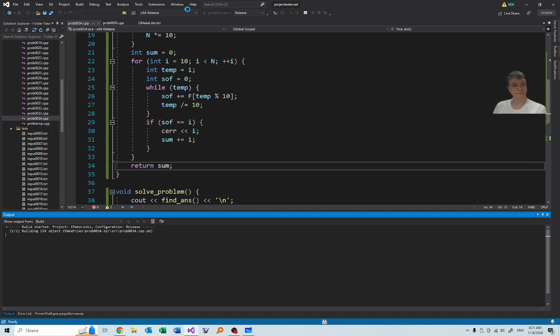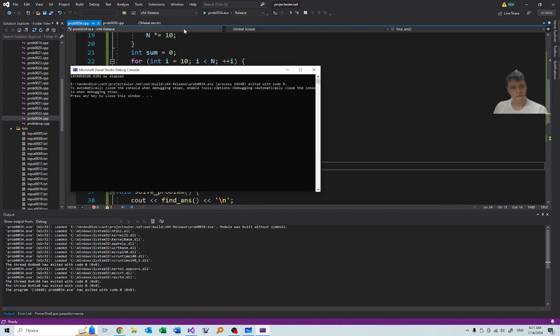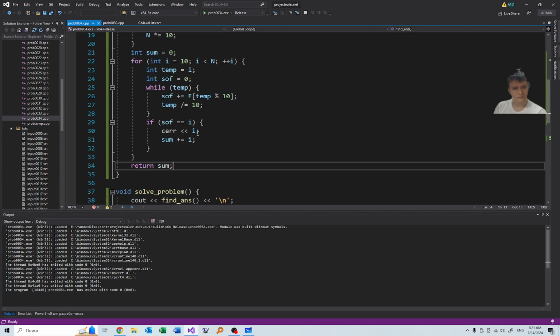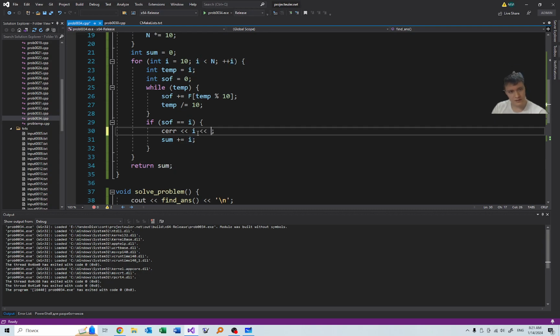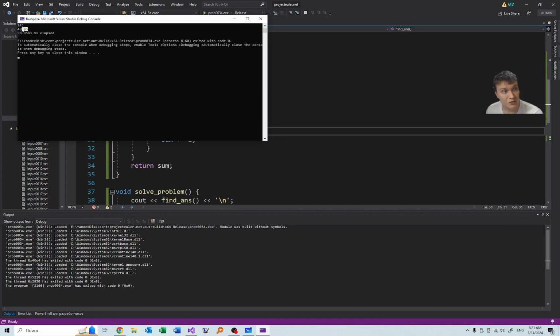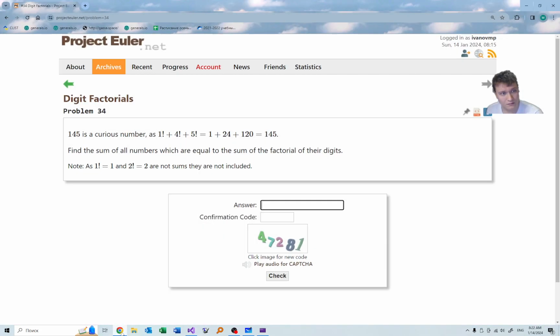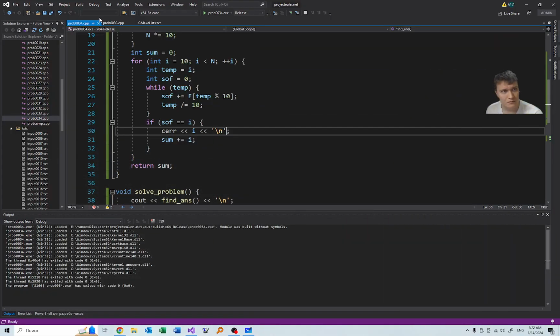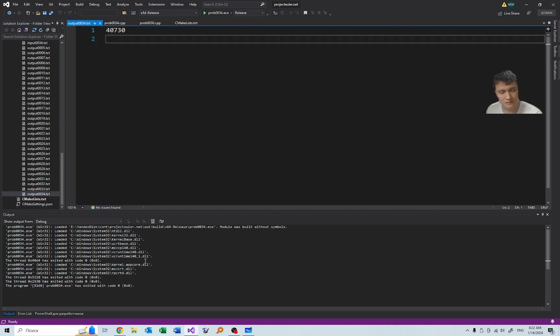Let's look at them. So there were not many of them, only 2 of them. Okay, this is kind of a lonely set of numbers.